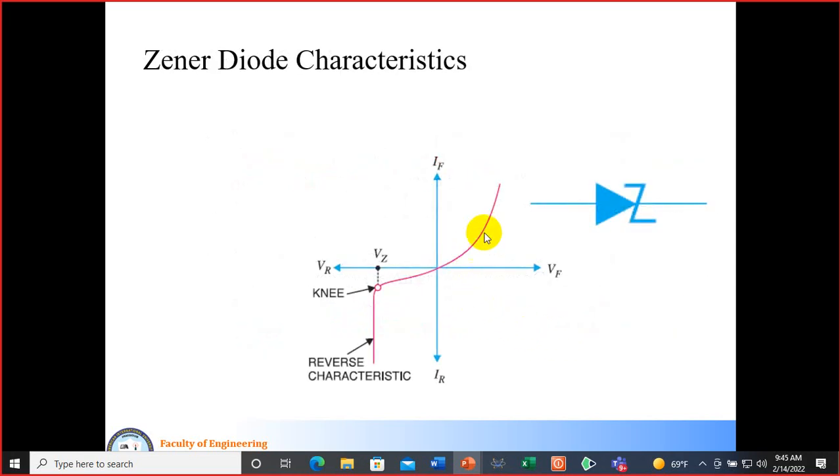So this is the diode characteristic curve. This is the forward bias region. This is the reverse bias region. And look at over here. At some point, this is the breakdown point. In the reverse characteristic, current increases sharply. And we symbolize it by this.